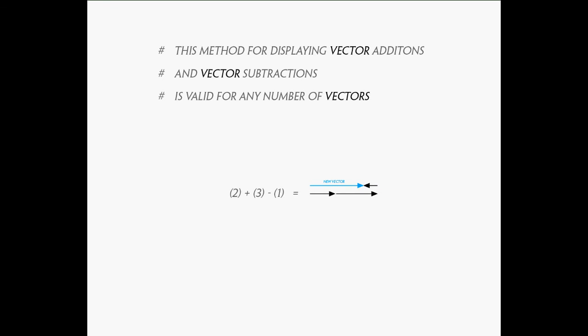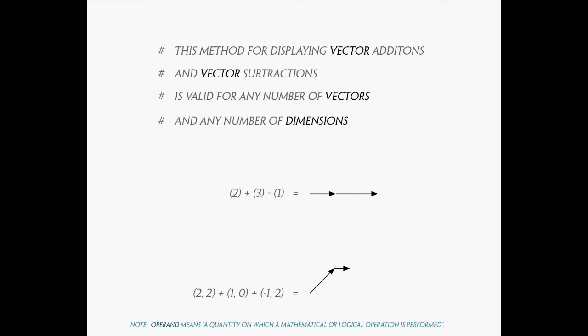This way of representing vector additions and subtractions is valid for any number of vectors and any number of dimensions. This means that we can add multiple vectors by taking the beginning of the next operand and placing it at the end of the previous operand, and in the end connecting the beginning of the first operand with the end of the last operand.